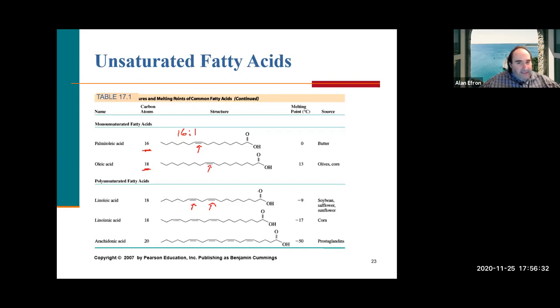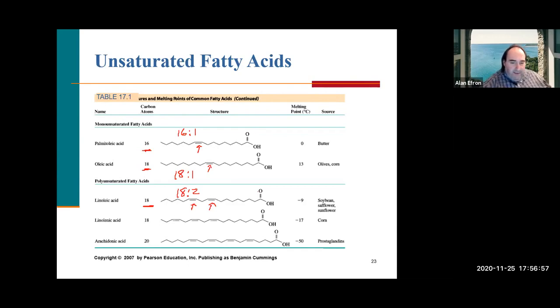I believe that says 18. So this would be classified as an 18:1 fatty acid. Now, if you had two like we do down here, this also has 18 carbons, but 2 double bonds. This guy would be referred to as an 18:2 fatty acid. Again, 18 being the number of carbons, and obviously 2 being the number of double bonds that are there.